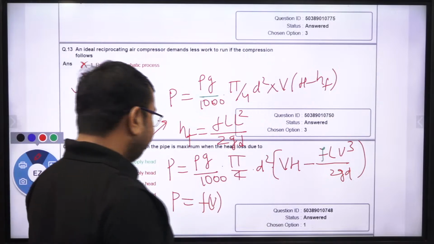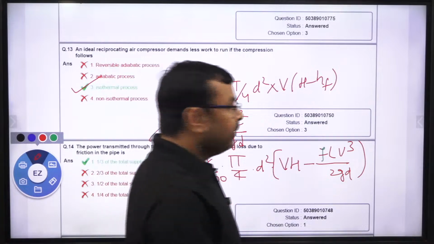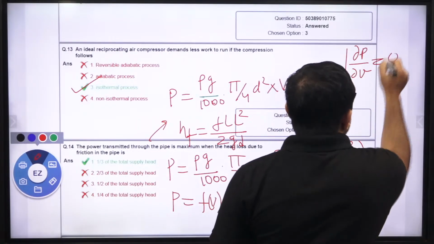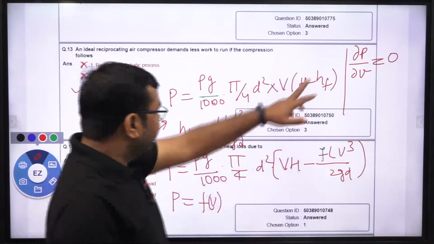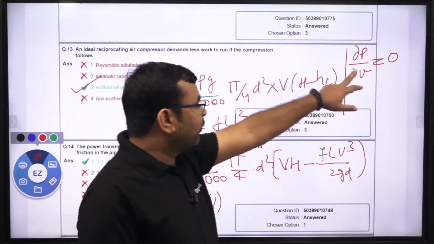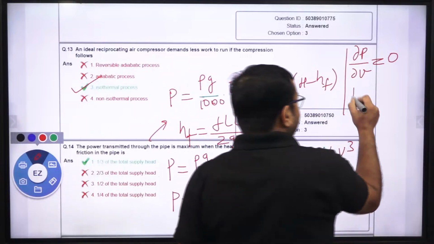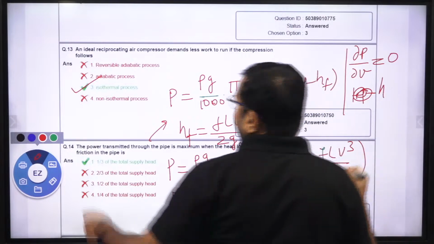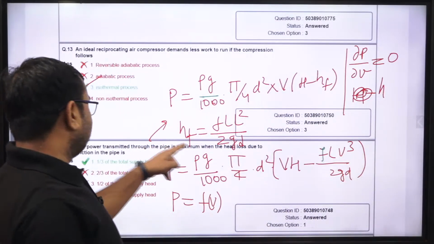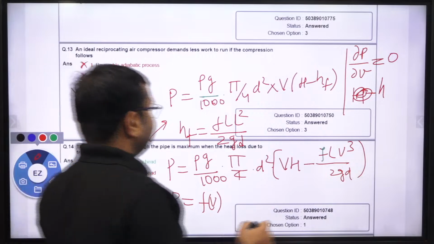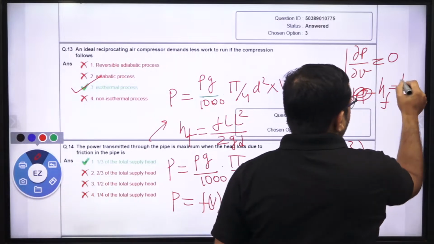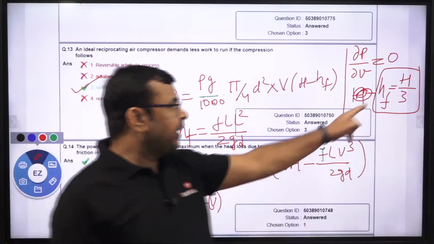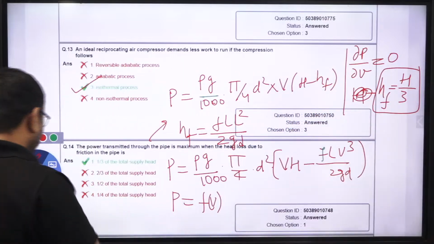For getting maximum power, we must differentiate this expression with respect to velocity and put it equal to 0. When you do that, you get this relation for HF. So we need to find the head loss due to friction when the power transmitted through the pipe is maximum. HF can be written as H by 3, where HF is the friction head loss and H is the total head.